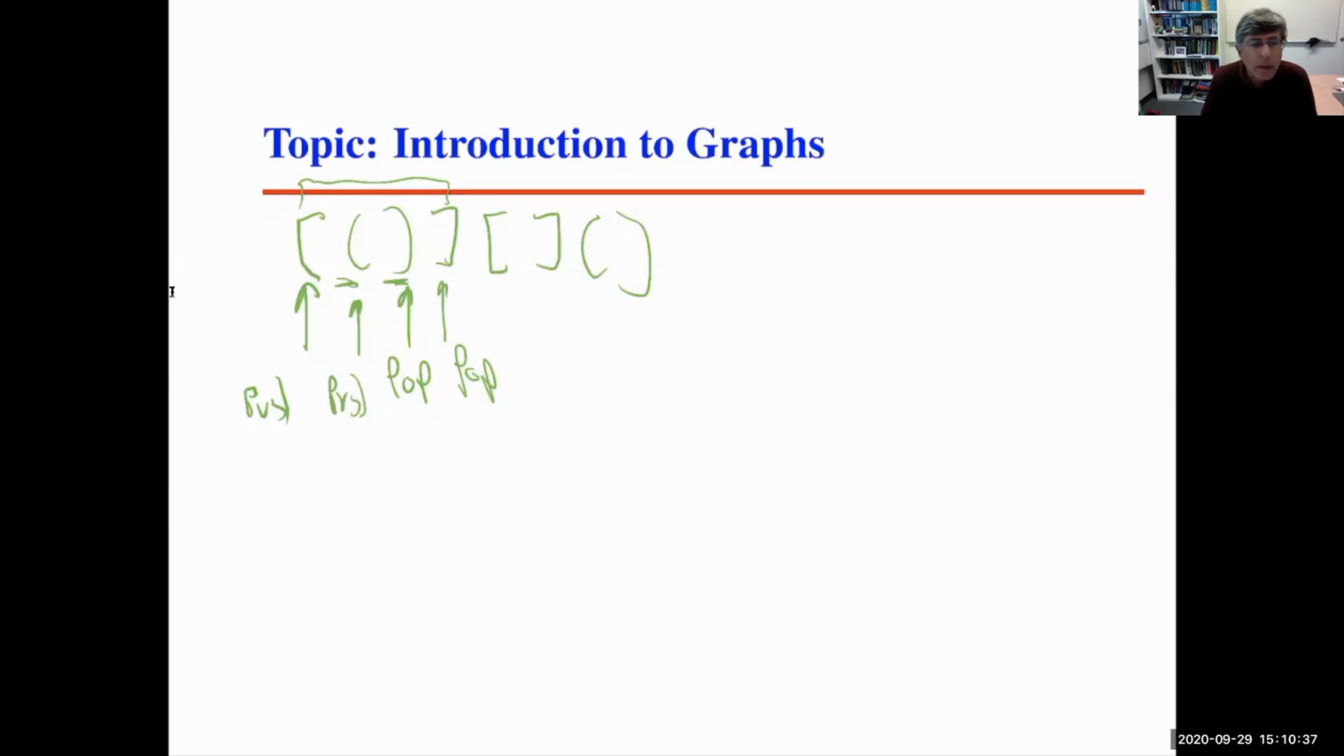So this should then be a linear time algorithm. And it makes sense if you use the stack. Any questions?